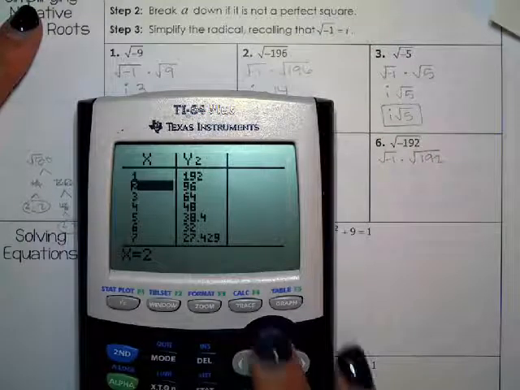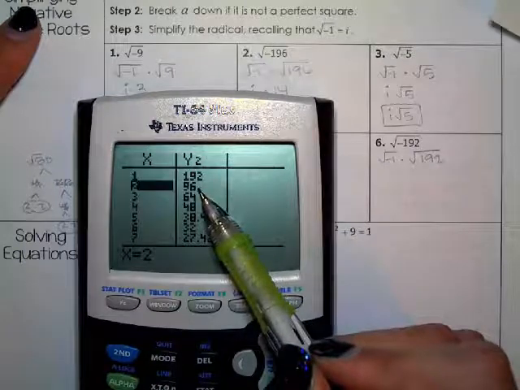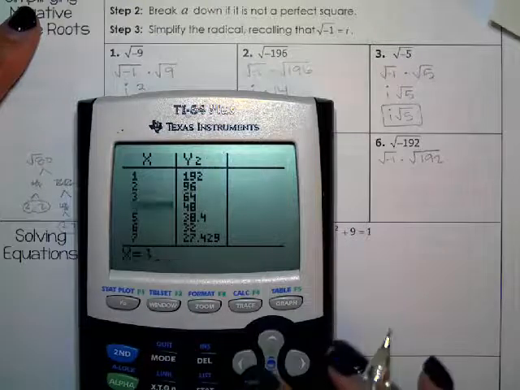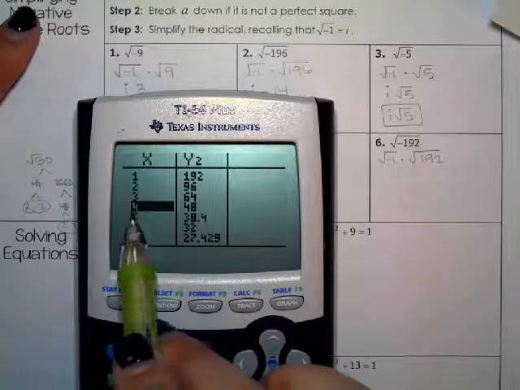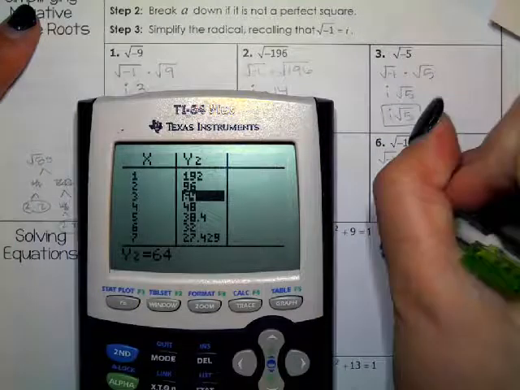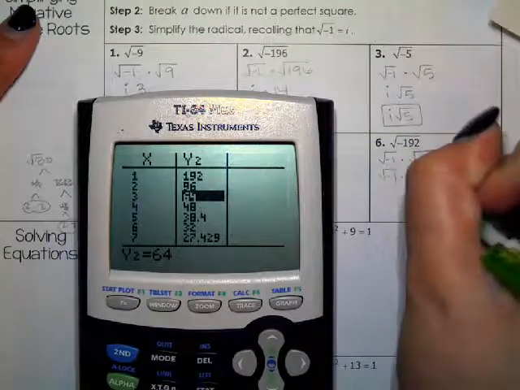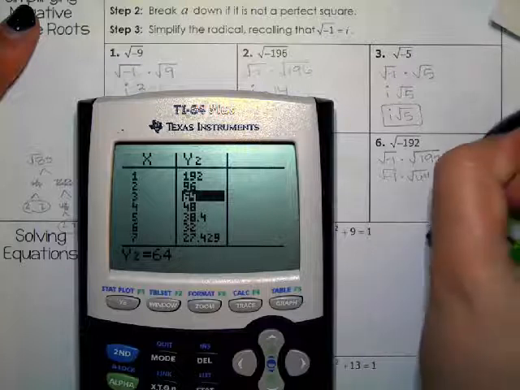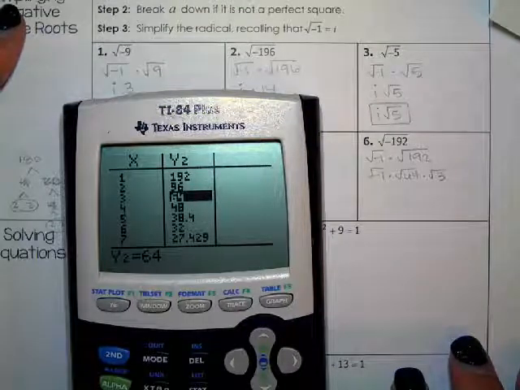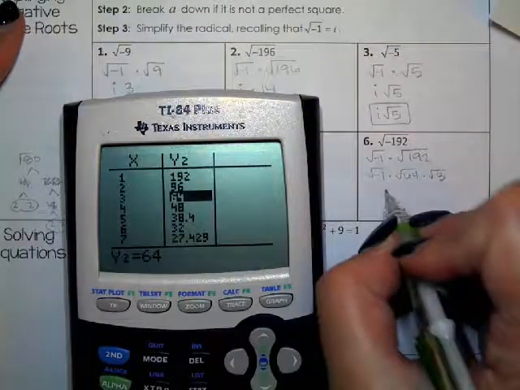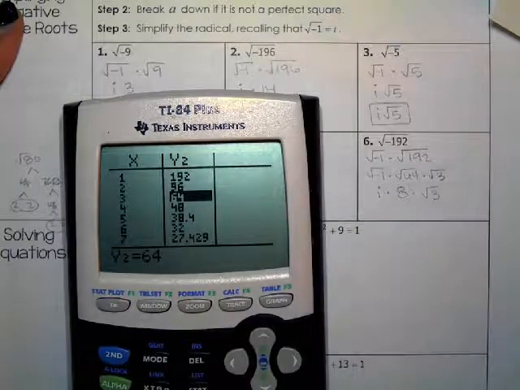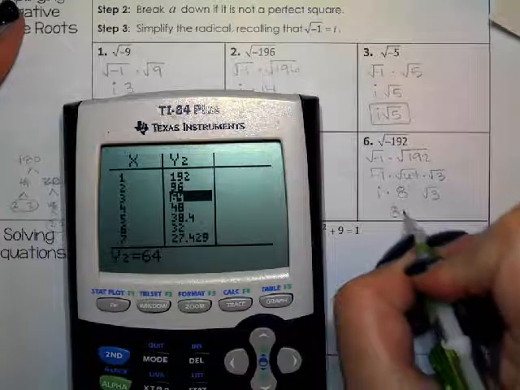Well, 96 is a number that goes into it, but 96 is not a perfect square, so it's not 96. Yeah, 64 looks like the biggest perfect square. So 4 is a perfect square, but it's not the biggest one. 64 is the biggest one. So we're going to say this is -1 times the square root of 64 times the square root of 3. And so we've got i times 8 times the square root of 3. So we have 8i square root 3.